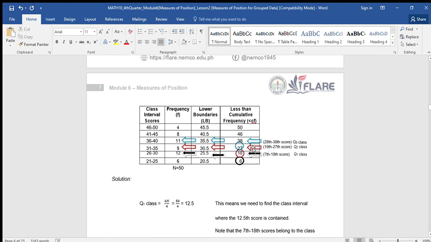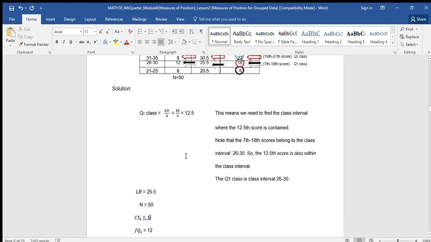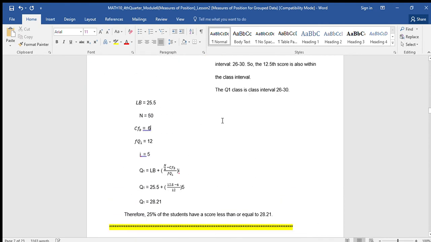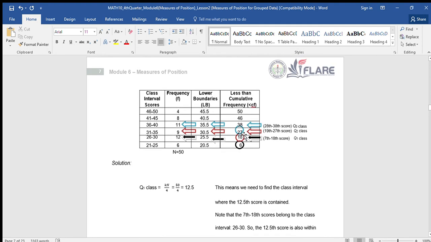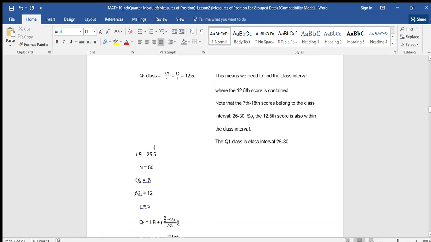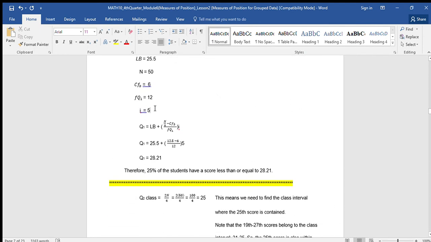Kay si frequency nato kay katong linya sa 18, si 12. So naa tay 12 frequency. Si I nato is si 5. Ang interval. Okay, interval sa 26 minus 21, 5. 31 minus 26, that's 5. Pwede ra kahit asa ka mag-start. 26 minus 21, 5. So, diretso na dayon ka. That's 5.